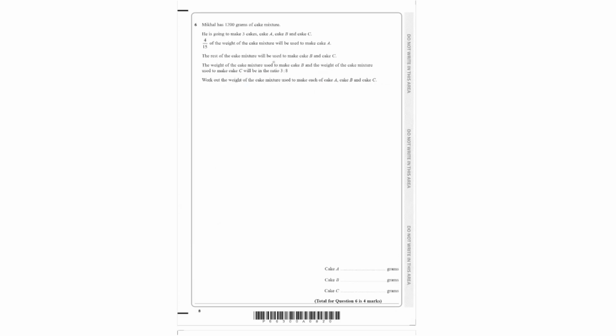Question 6. Mikhail has 1,200 grams of cake mixture. He's going to make 3 cakes, A, B, and C. 4/15 of the weight of the cake mixture will be used to make cake A. The rest of the cake mixture will be used to make cakes B and C, given that the ratio of B to C is 3 to 8. Work out the weight of the cake mixture used in each of cakes A, B, and C.